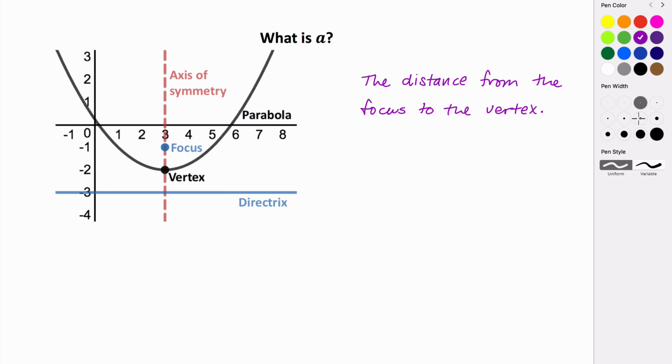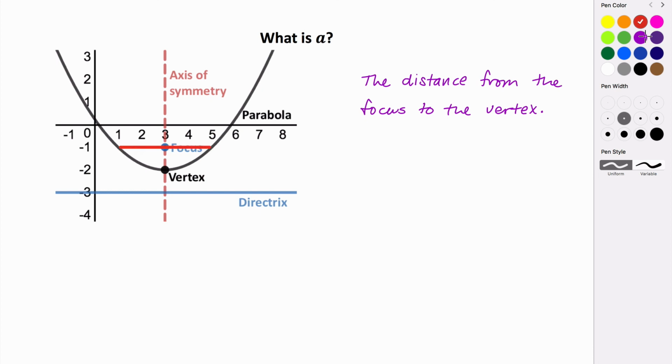Now, there's another thing that we use a for, and it's another feature on a parabola. There are a few things that we know from before. We know that we have an axis of symmetry. Parabolas are symmetric about this axis. We know that there's the vertex. What we've learned today is about the focus and the directrix. But there's also another feature that we can use to help us when graphing and be a little bit more accurate. We call it the latus rectum.